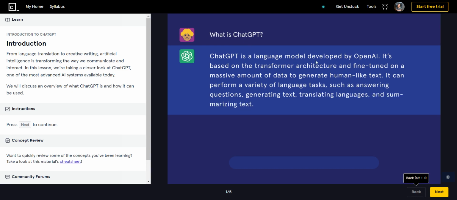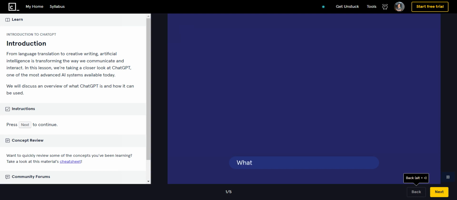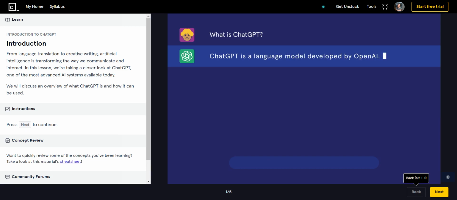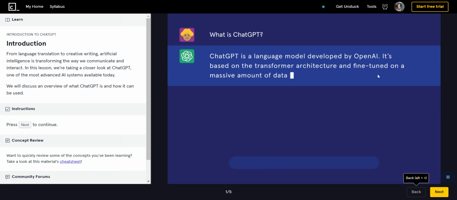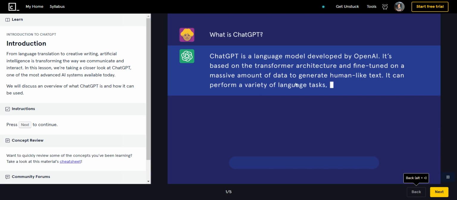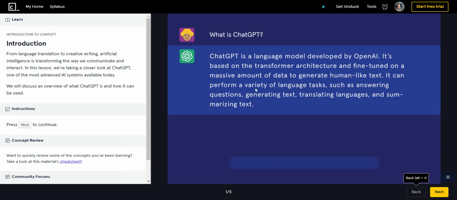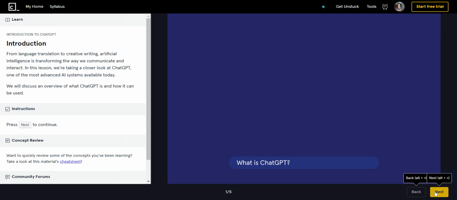ChatGPT is a language model developed by OpenAI. It's based on a transformer architecture and fine-tuned on a massive amount of data to generate human-like text. It can perform a variety of language tasks such as answering questions, generating text, translating language, and summarizing text.